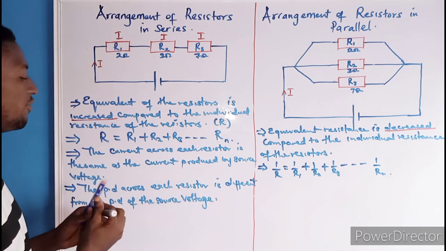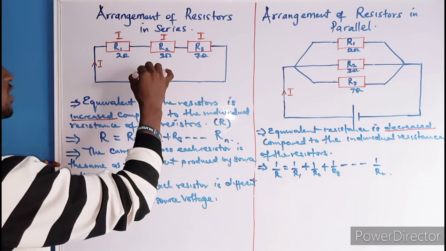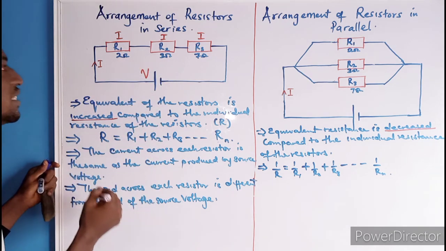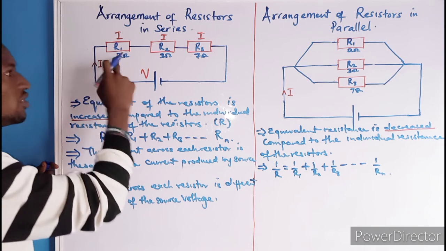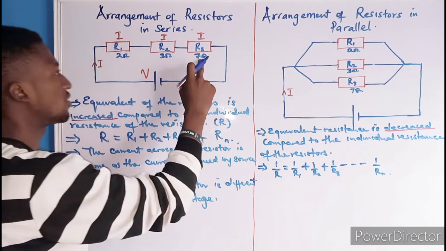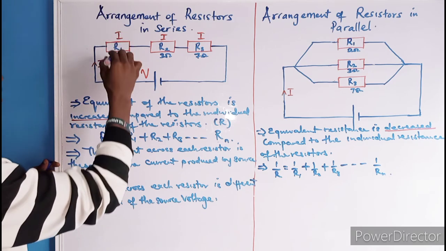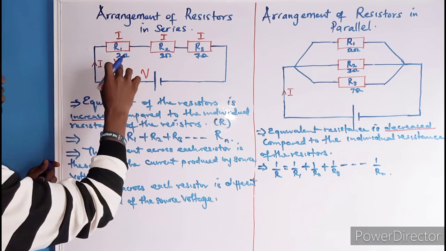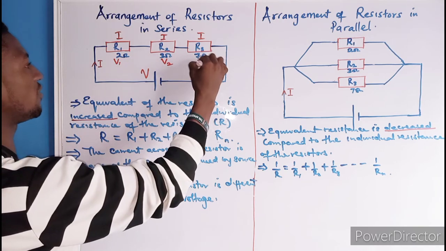It's different from the potential difference of the source voltage. So it means that if the potential difference of the source voltage is V, it will be different from the potential difference across the first resistor, across the second resistor, and across the third resistor. Since this is the first resistor, R1, I'll say V1 for the first resistor, V2 for the second resistor, and V3 for the third resistor.